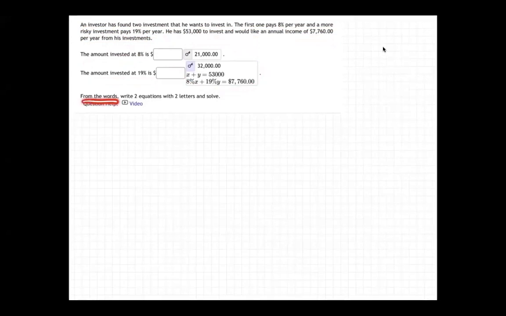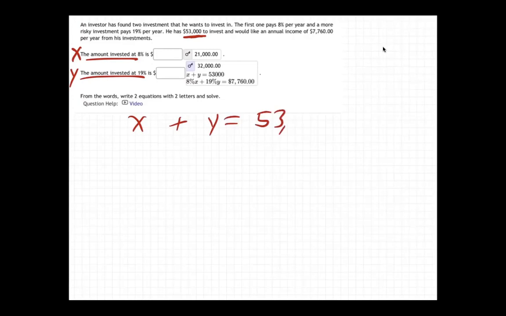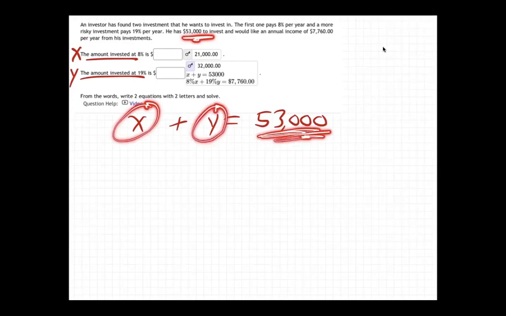Well, notice it says here, from the words, write two equations with two letters and solve. So let's do that. I'm going to let X be the amount invested at 8% and Y be the amount invested at 19%. So he has $53,000. So the first one plus the second one must add up to be $53,000, right? He has $53,000 total. So however much he invests in the first account plus the second, that totals his whole $53,000 he's going to invest.